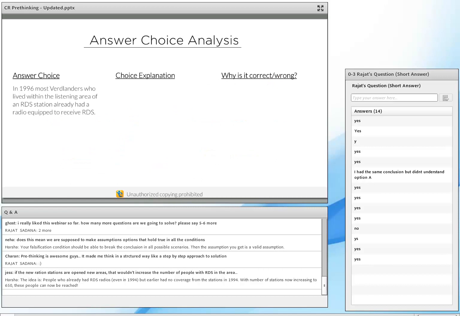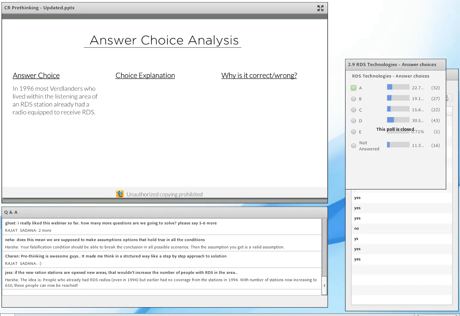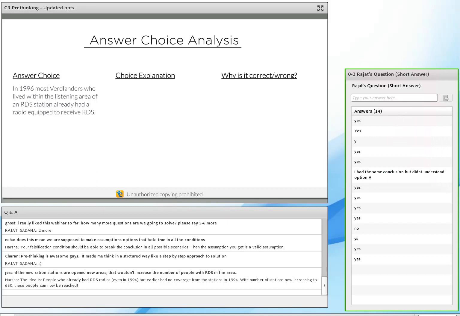Choice B says, in 1996, most Verlanders who lived within the listening area of an RDS station already had an RDS radio. Now, what does the word most mean? Because 20% of you chose this. What does the word most mean over here?